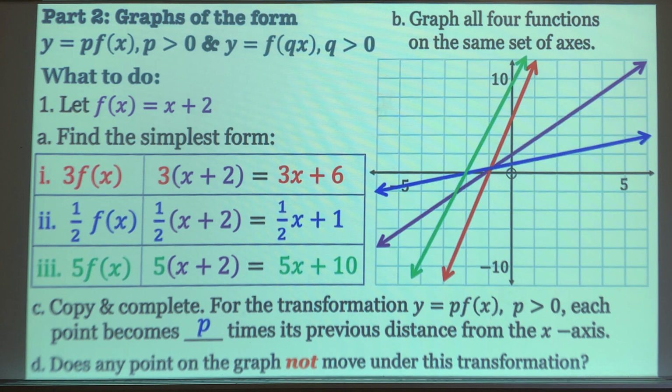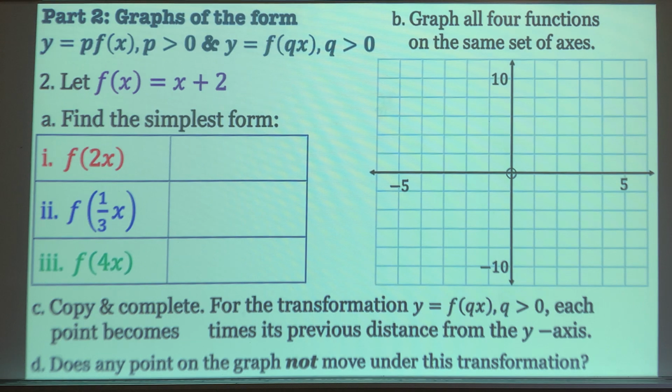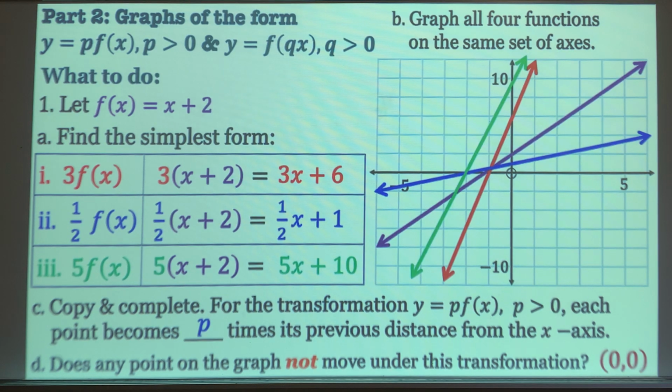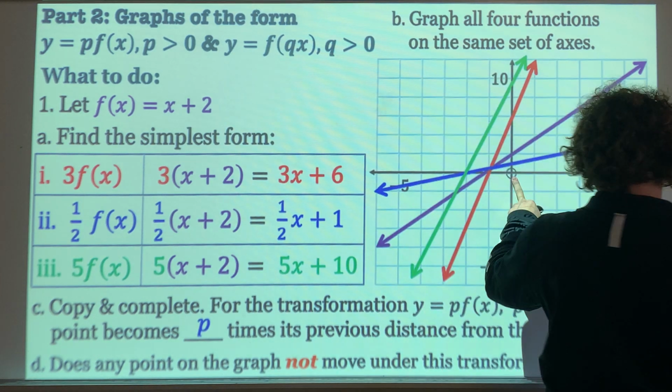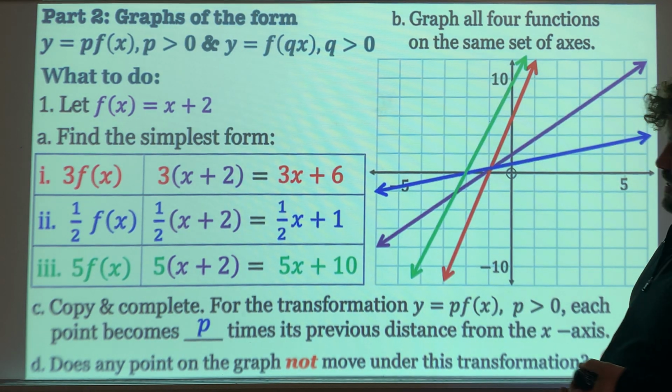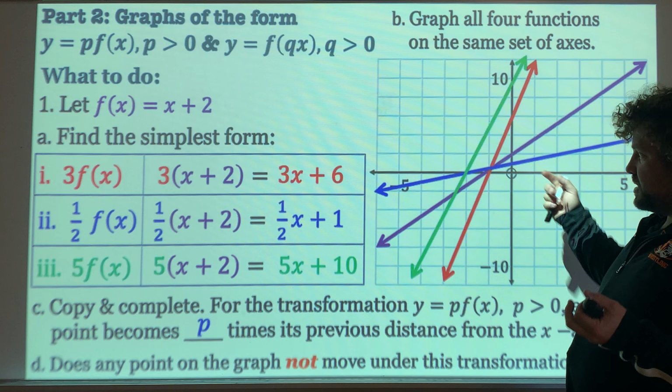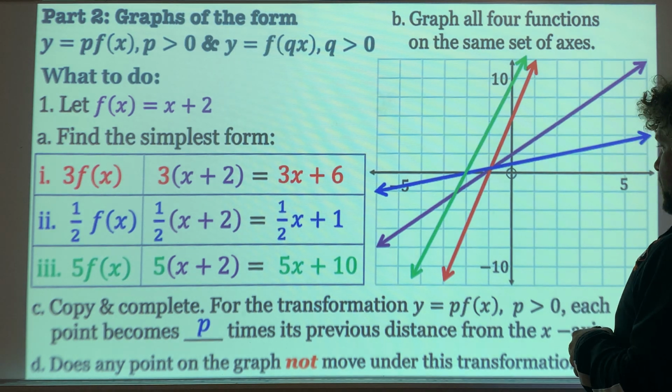Good. Let's move on. Now, the key is, does any point in the graph not move? Well, if it was at 0, 0, it wouldn't move. The reason it wouldn't move at 0, 0 is, if it's at the origin, it's not going to move from the graph. Right?